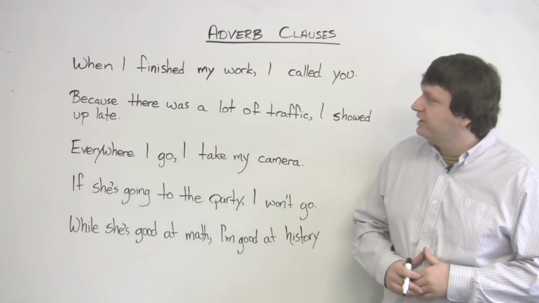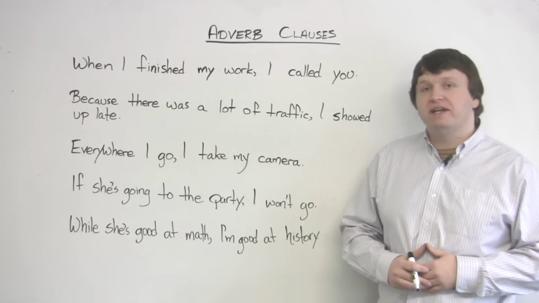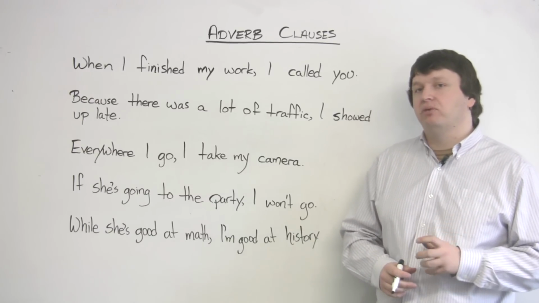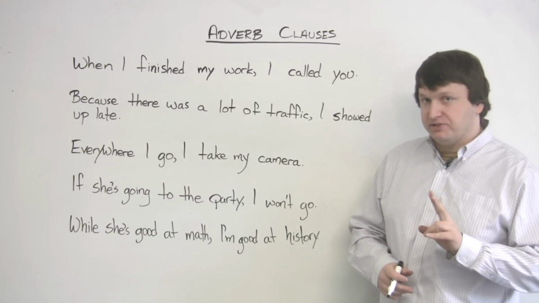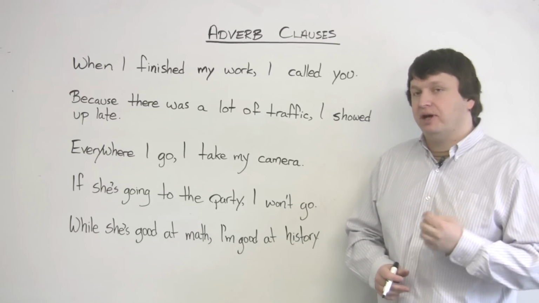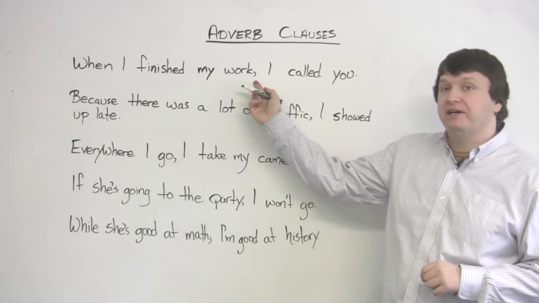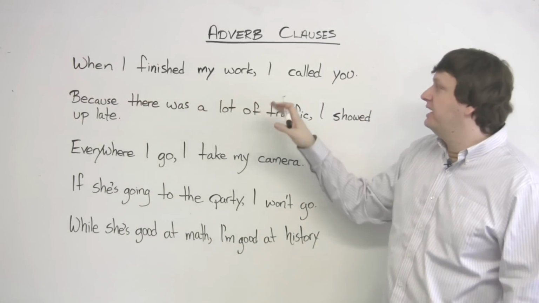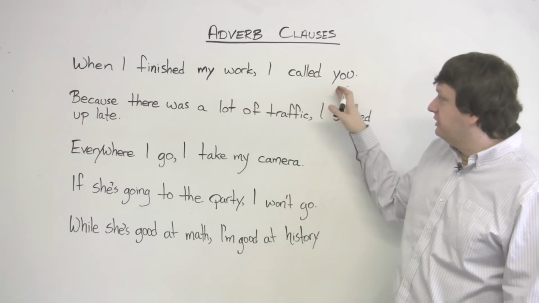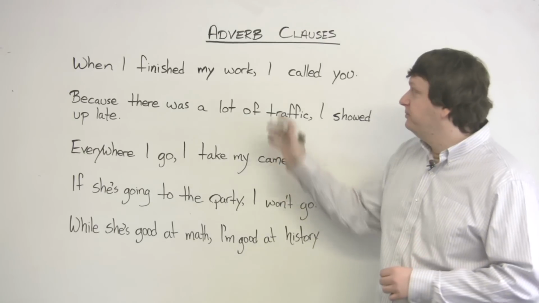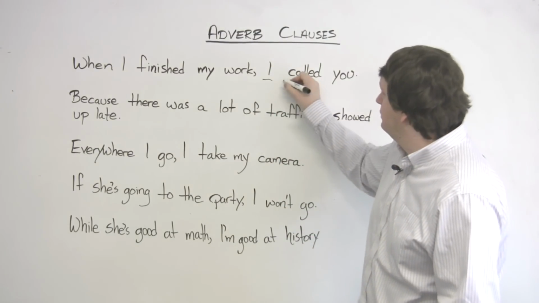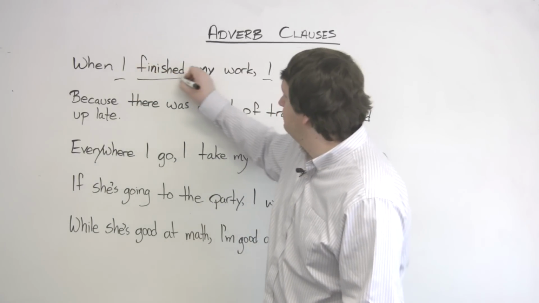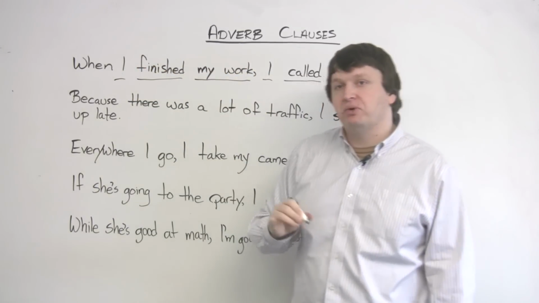So on the board, let's look at the first sentence here. This one says, when I finished my work, I called you. Okay, first of all, can you tell me which of these two parts of the sentence expresses a complete thought? You will see that they are separated by a comma here, right? So this is one clause, when I finished my homework, and this is another clause, I called you. Okay, this one, you have a subject, a verb, and an object. This one you have a subject, a verb, and an object, but you also have the word when.